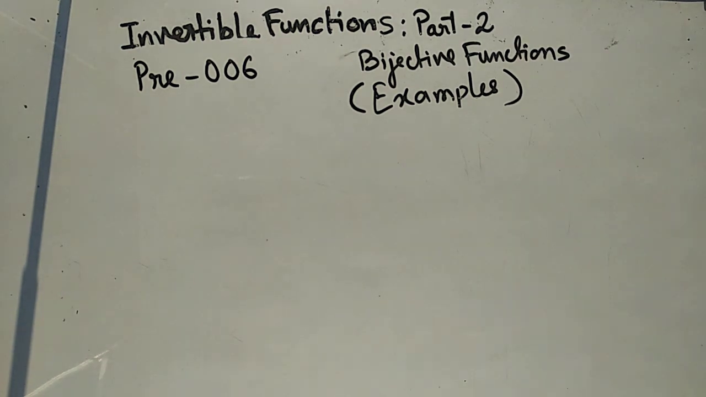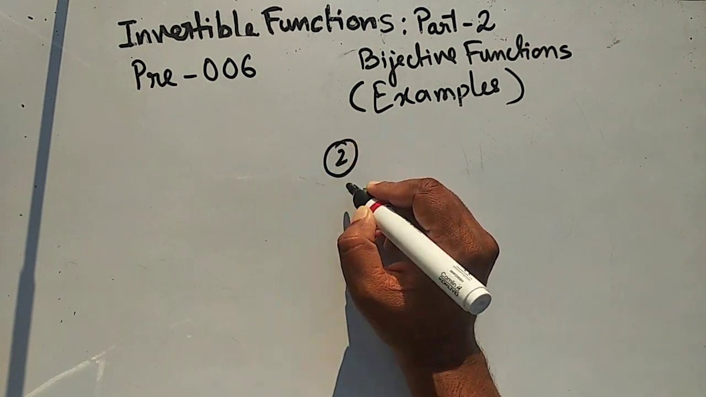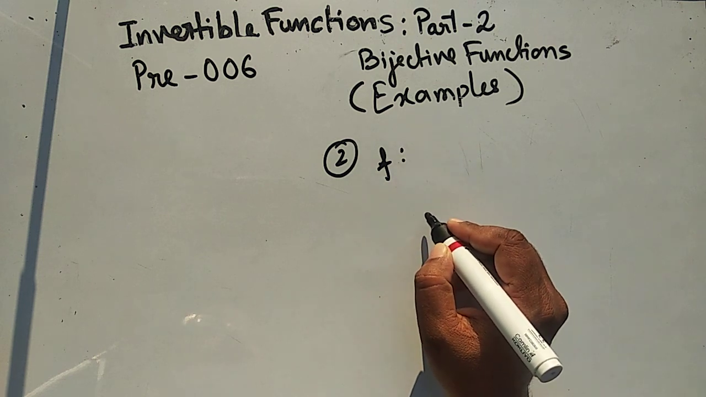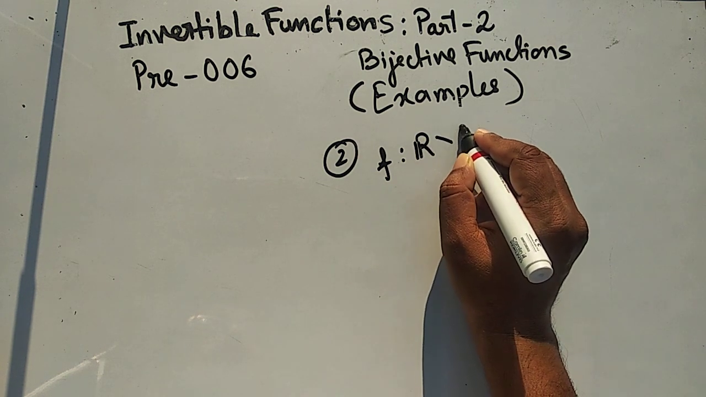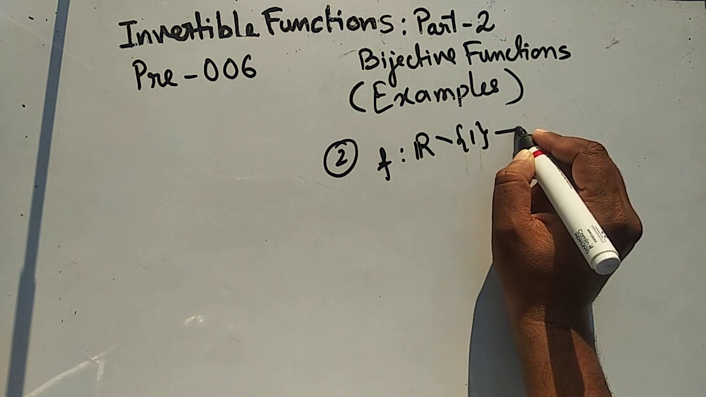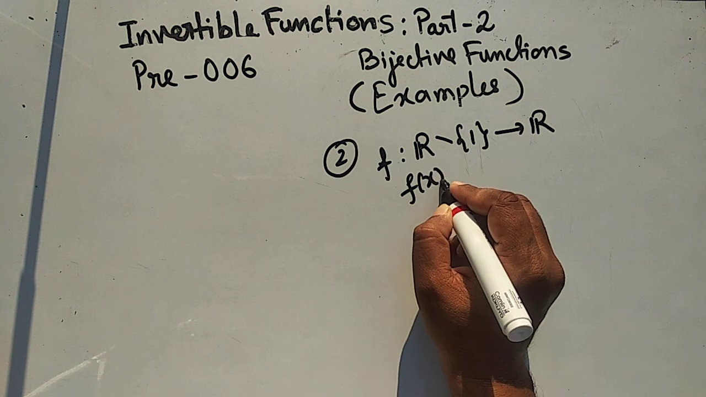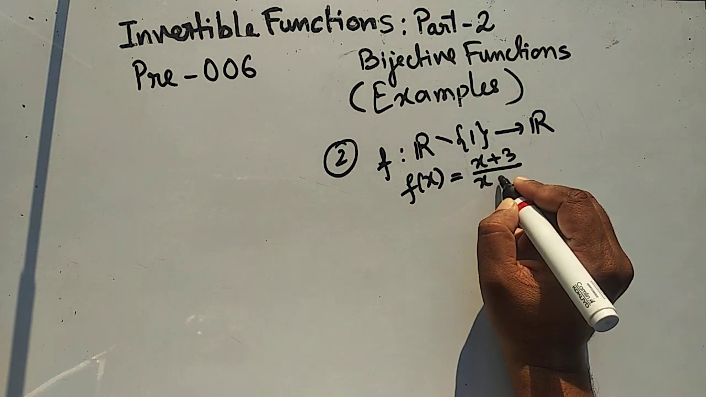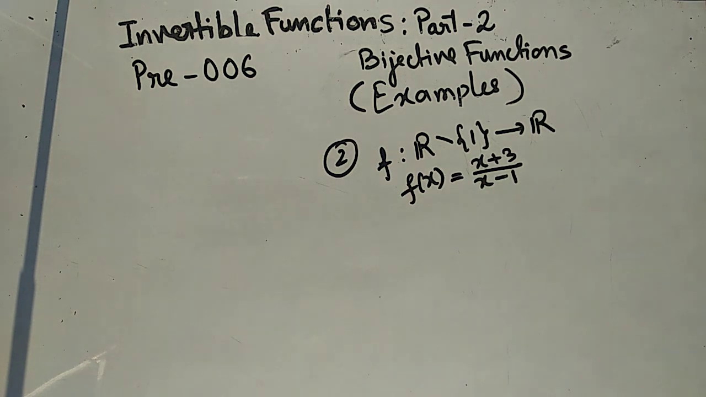Next is example number 2. If I define a map f from R minus 1 to R defined by f of x equal to x plus 3 by x minus 1, then is this map one-one? Let's check.